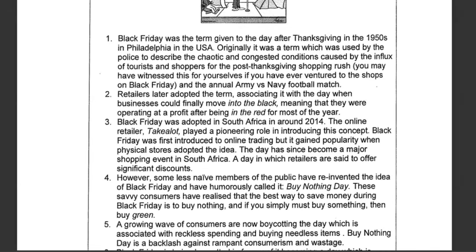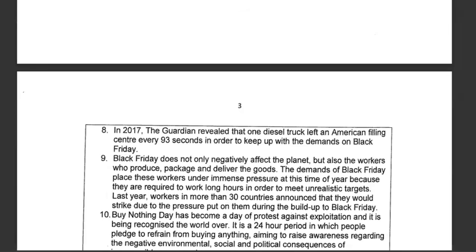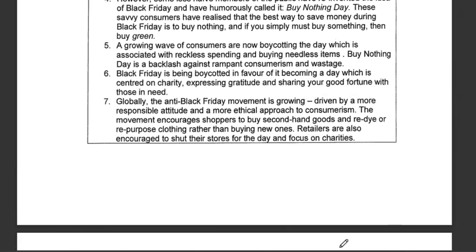A growing wave of consumers are now boycotting the day, which is associated with reckless spending and buying needless items. Buy Nothing Day is a backlash against rampant consumerism and wastage. Black Friday is being boycotted in favor of it becoming a day which is centered on charity, expressing gratitude, and sharing your good fortune with those in need. Globally, the anti-Black Friday movement is growing, driven by a more responsible attitude and a more ethical approach to consumerism. The movement encourages shoppers to buy second-hand goods and re-dye or repurpose clothes rather than buying new ones. Retailers are also encouraged to shut their stores for the day and focus on charities.